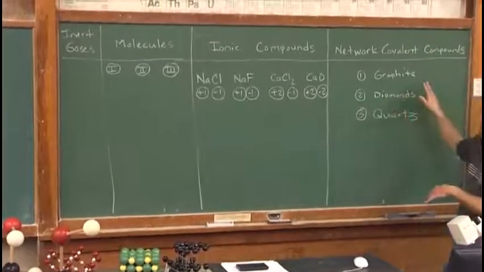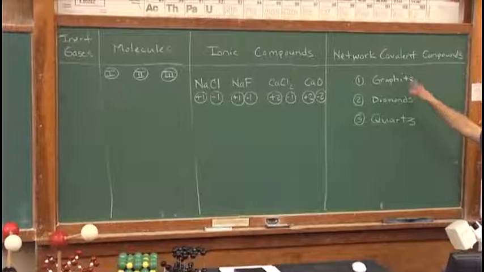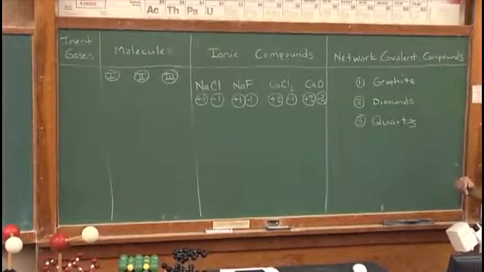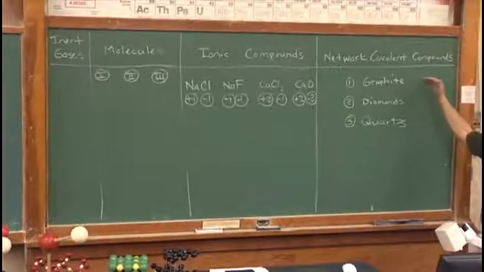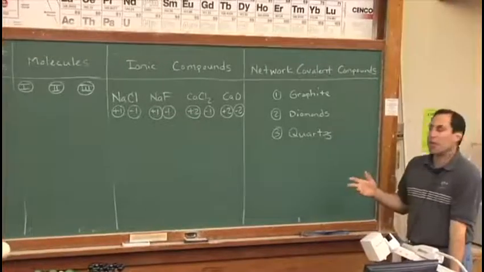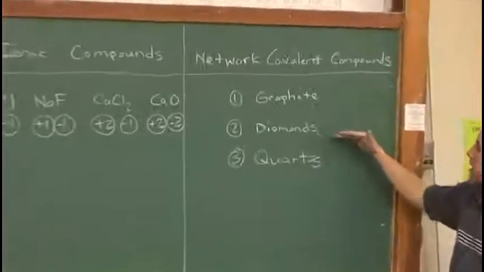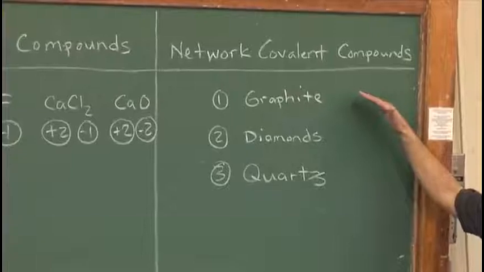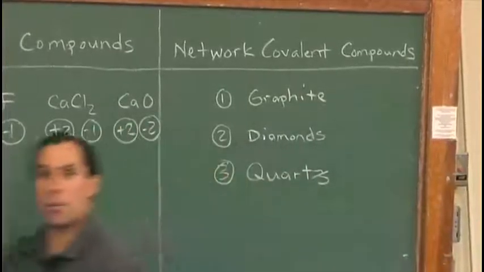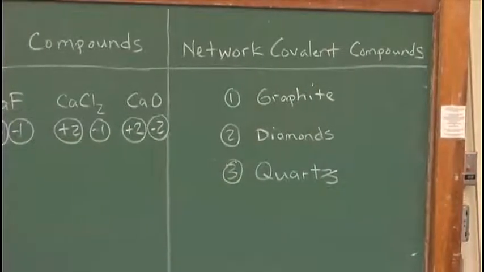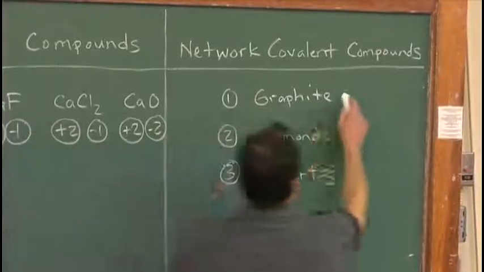Over on the right side, completely new topic for us called network covalent compounds. There are not many of these known, and I would consider these to be the most common three: graphite, diamonds, and quartz. Make a couple of notes here. Graphite is 100% pure carbon. So let me write down pure carbon.